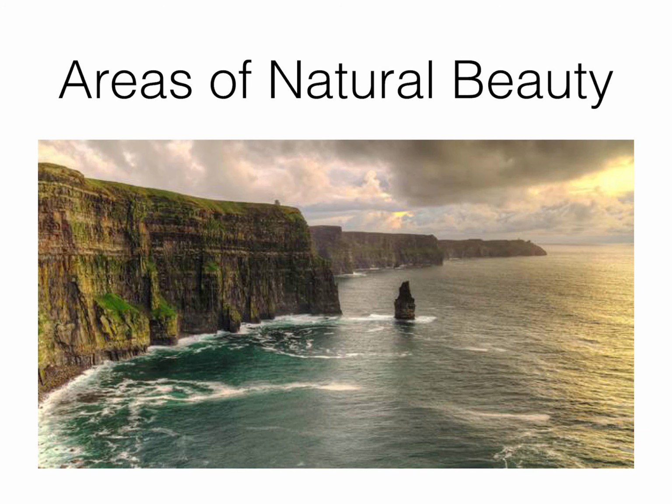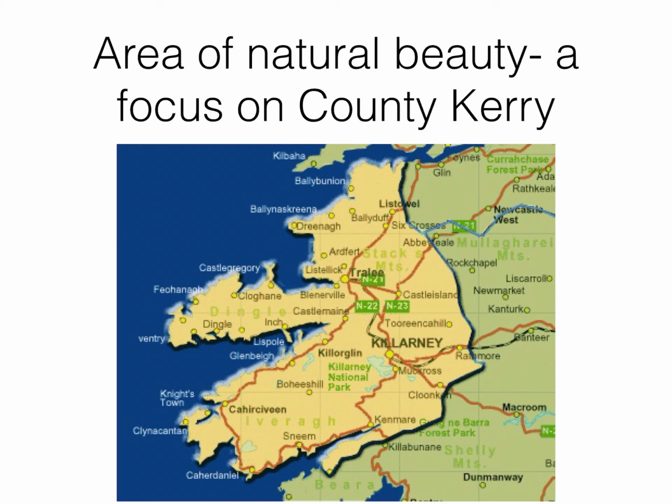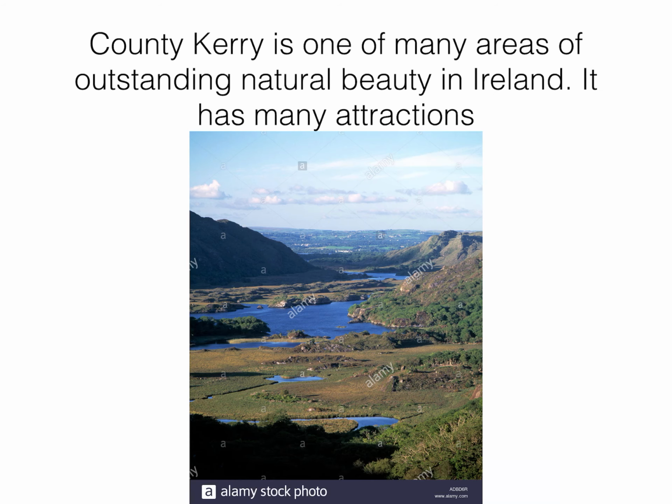So what you need to do for this section is you just need to be able to talk about 4 different tourist destinations in Ireland. So the first one we're going to look at is areas of natural beauty. Okay, so we're going to zone in on one particular area so that you have a case study and an example for that. So the area of natural beauty that we're going to focus on is County Kerry. So very close to you, so you'll be familiar with a lot of this.